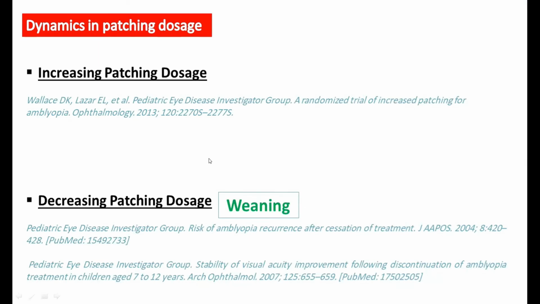So you have to know also the dynamics in the patching dosage. You might increase the patching dosage if you need more improvement or a faster improvement. And if there is a resolution of amblyopia, you have to decrease the patching dosage. When we decrease the patch, what's called weaning, what is the importance of doing this? Because the incidence of recurrence of amblyopia is higher if we abruptly stop the patching. So if the amblyopia is resolved, you have to decrease the patching hours gradually.